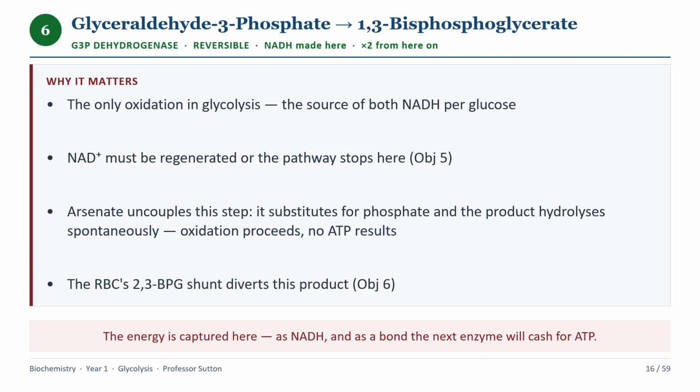2 attachments. First, arsenate. Arsenate substitutes for inorganic phosphate at this step, and the product then hydrolyzes spontaneously. The oxidation still happens, but the high-energy bond is lost as heat, so no ATP results. Arsenate uncouples this step. That is the classic phrasing. Second, in the red blood cell, the product of this reaction is a substrate for the 2,3-bisphosphoglycerate shunt, which we'll cover later.